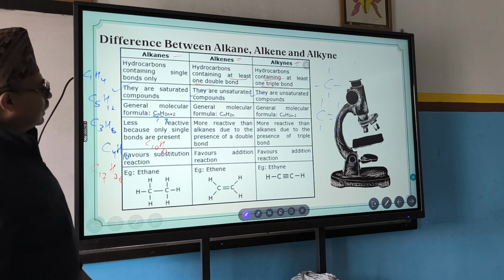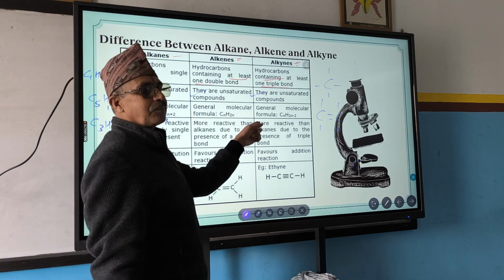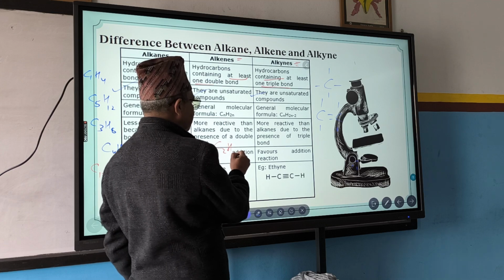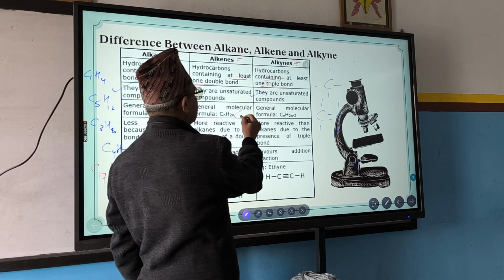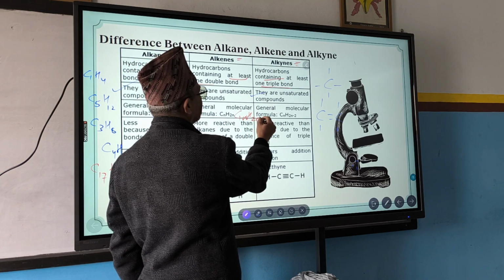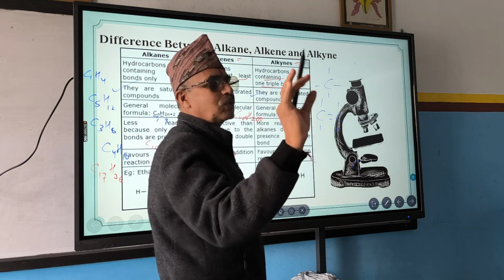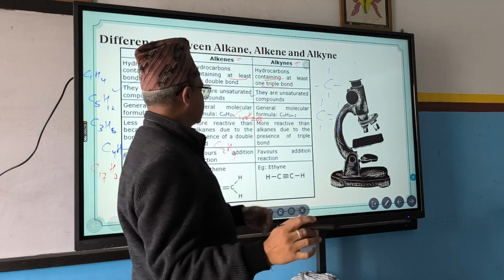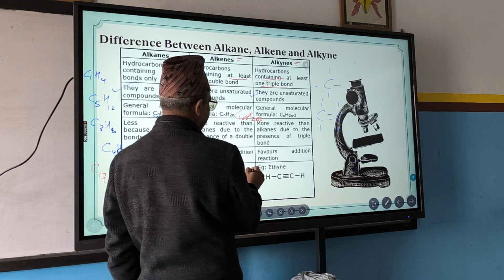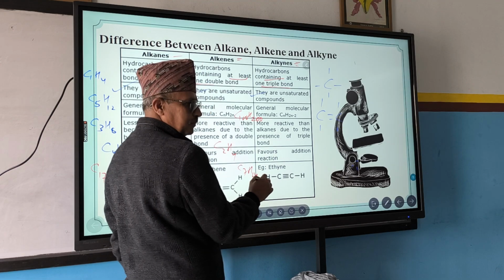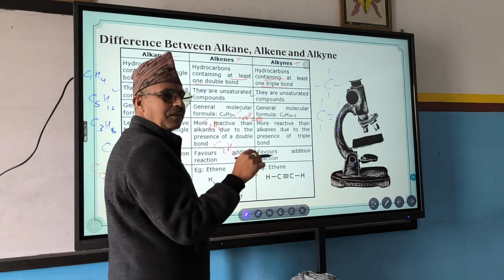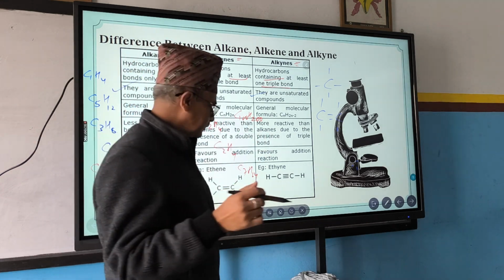What happens in alkene? Simply double. Like if C100, then H is 200. Such a compound is not there, that is just a sample. C7H14. C2 then H4. Understood this one or not?